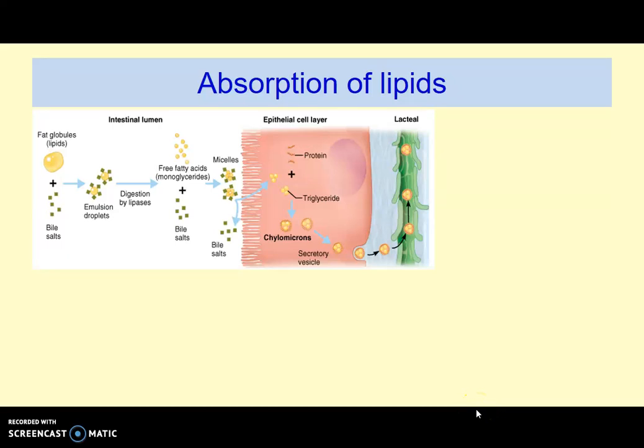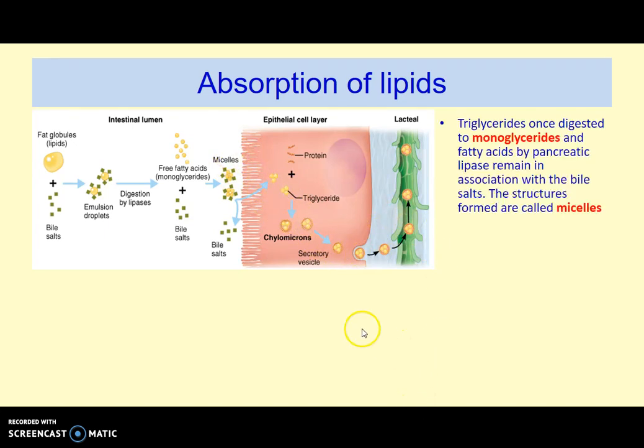Okay, so let's deal with the absorption of lipids, which is a little bit different from the absorption of amino acids and glucose. So let's see what's going on here. As you can see, this diagram shows there are quite a lot of differences in what's going on. So let's take it a step at a time.